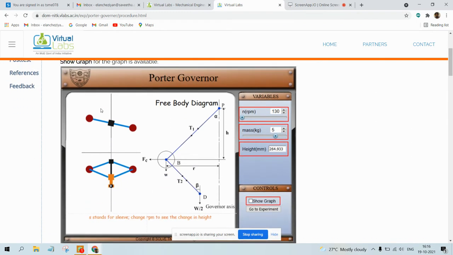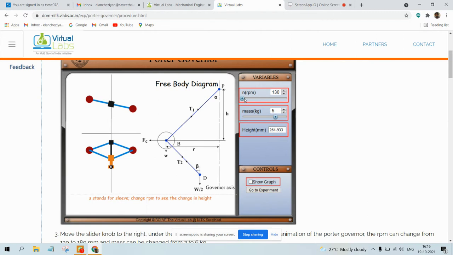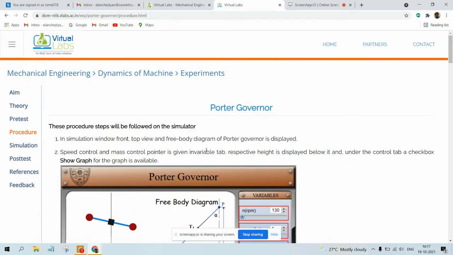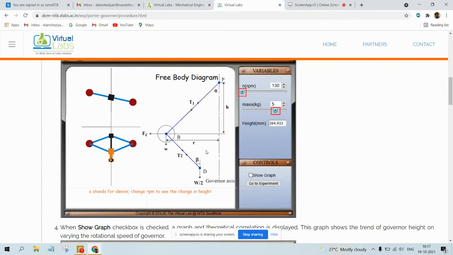So this is the simulation window. Here we can adjust the speed of the governor. We can vary the mass of the ball suspended. So accordingly, the height will be varying. We can get the results on the graph also. Here S stands for the sleeve. N is change in RPM to see the change in weight. We can either change the speed or mass. Accordingly, the height will be varying.